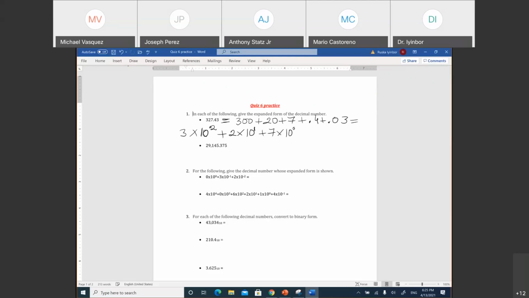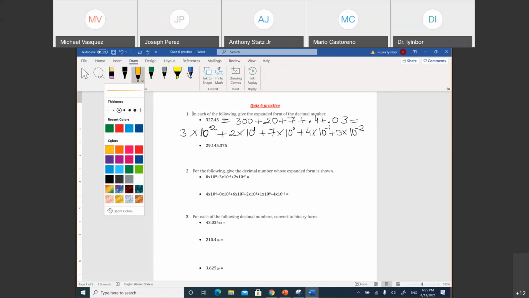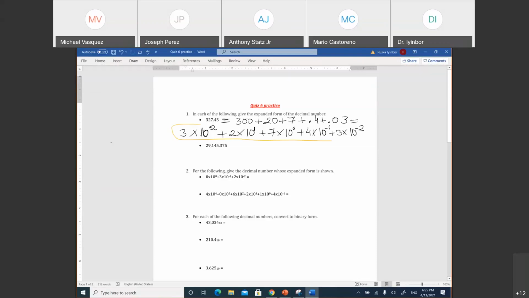And then after that, you're going to do the negative exponent. So it's going to be 4 times 10 to the negative 1, and 3 times 10 to the negative 2. And this is my answer. Okay, any questions? Everybody understand that? So far, so good? Okay, then let's do it one more time.